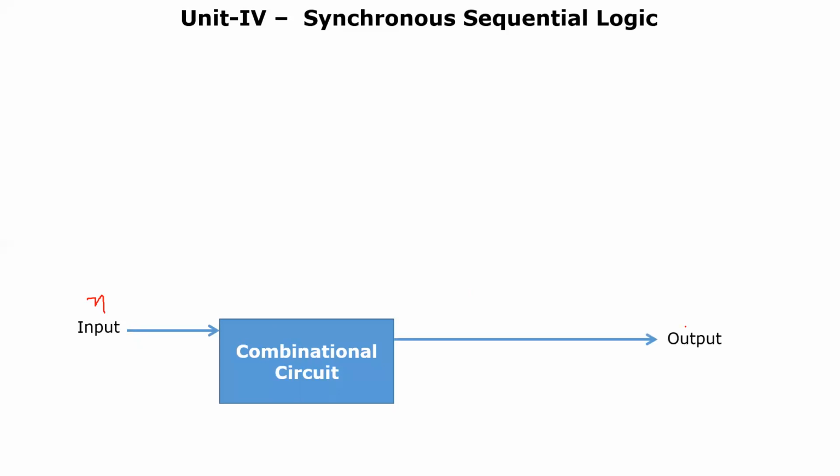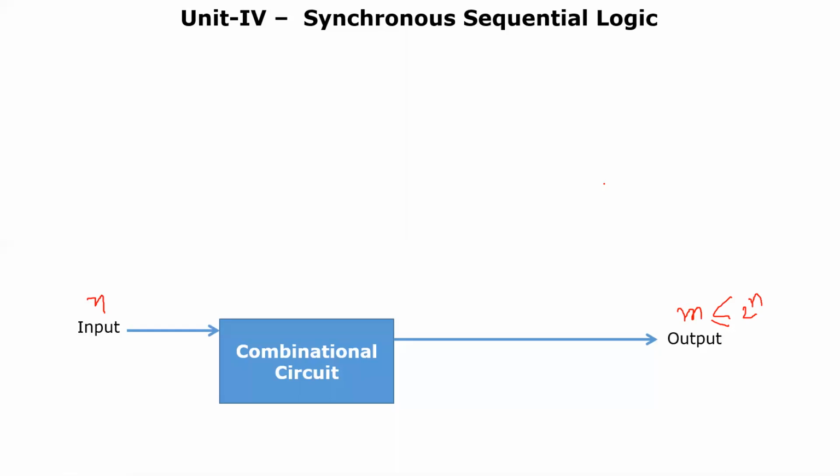How many outputs, in the sense? As per the basic point, it is 2 power n number of outputs. Otherwise, you could consider it as m number of outputs, where m will be less than or equal to 2 power n. So this is the point you need to remember in terms of combination logic.